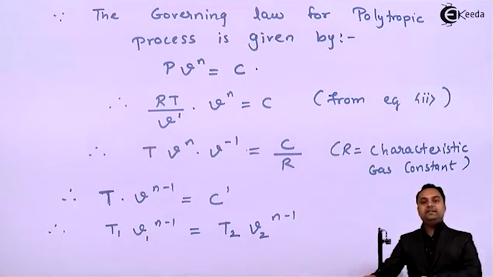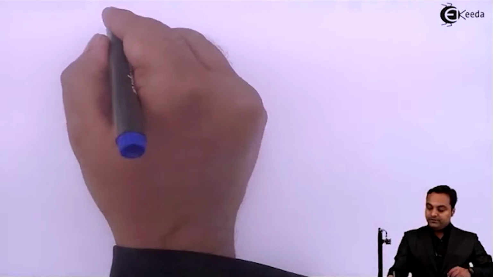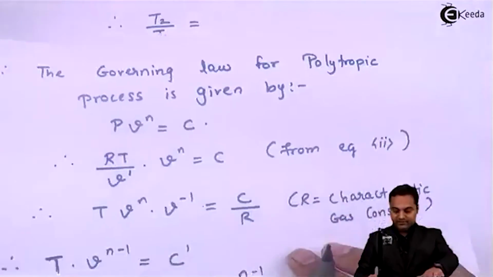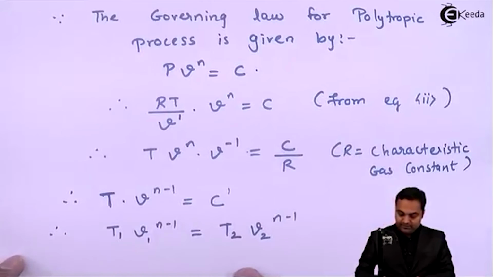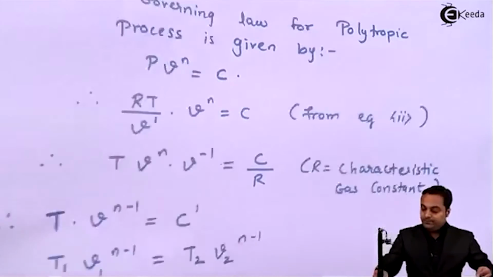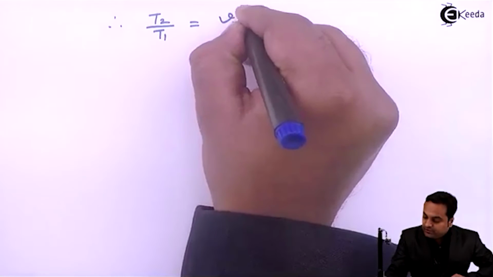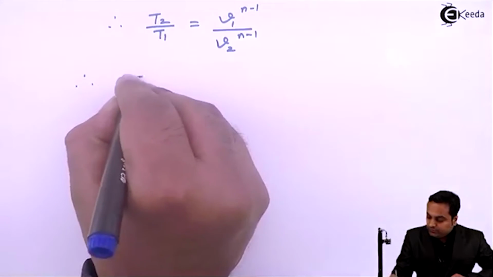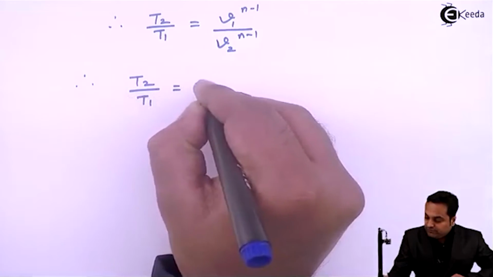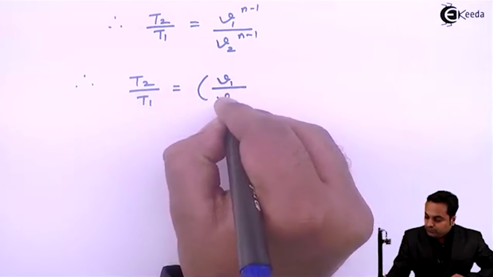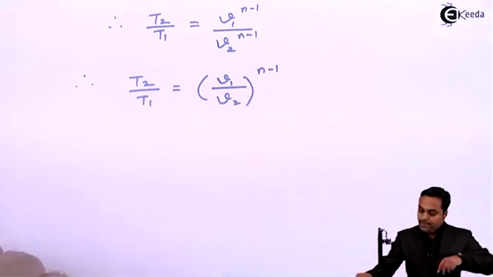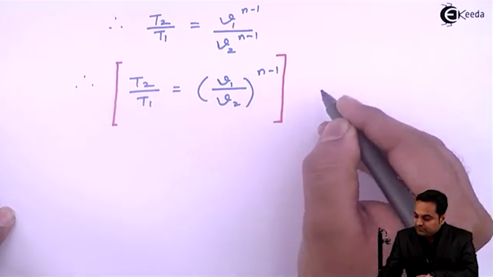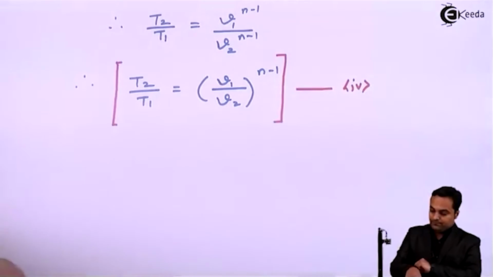Next, I'll bring T2 by T1. So therefore T2 upon T1 will be equal to, here we have from the equation, V1 by V2 raised to n minus 1, that is V1 raised to n minus 1 upon V2 raised to n minus 1. So therefore T2 upon T1 is equal to V1 upon V2 raised to power n minus 1, which is common, and here I'll be keeping this as equation 4.